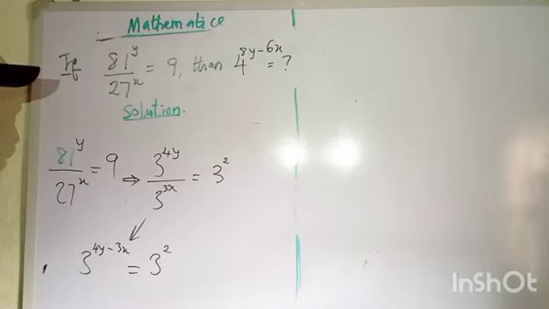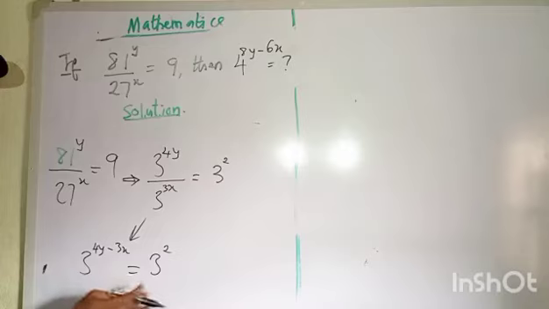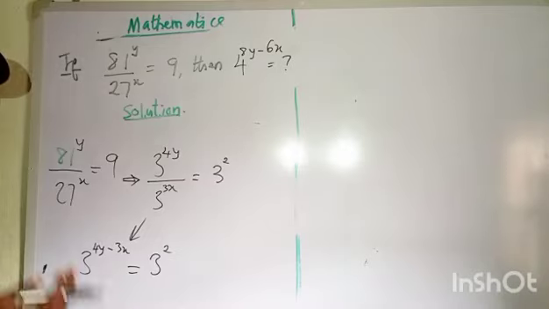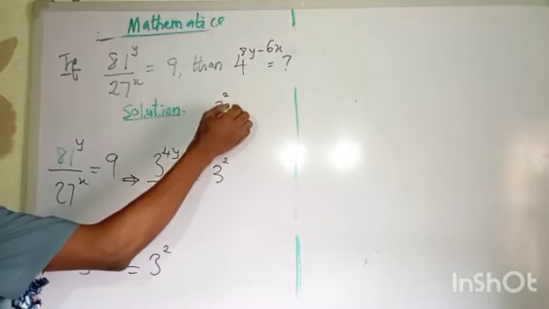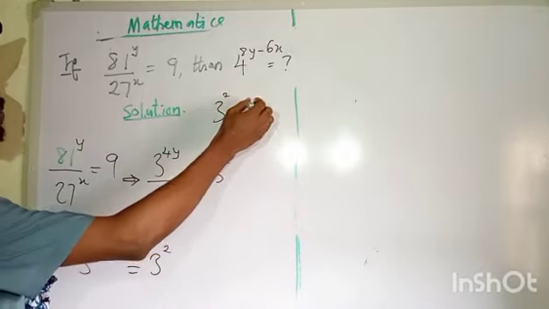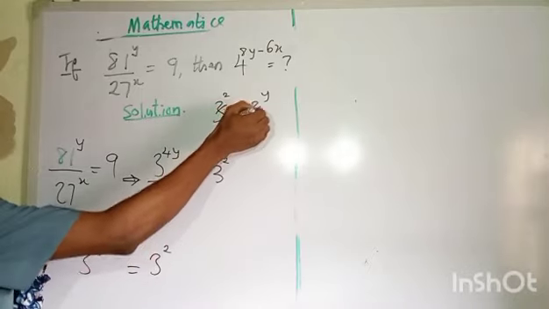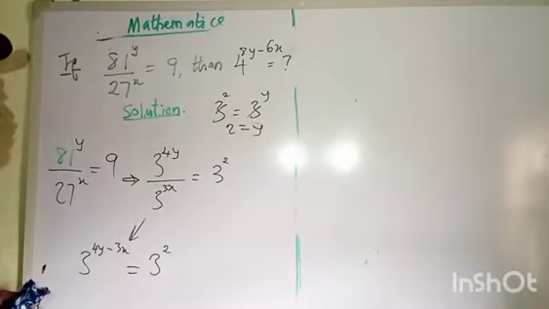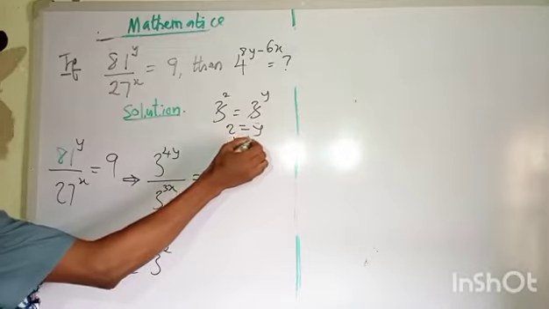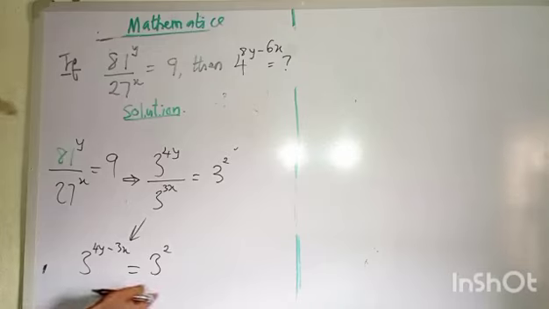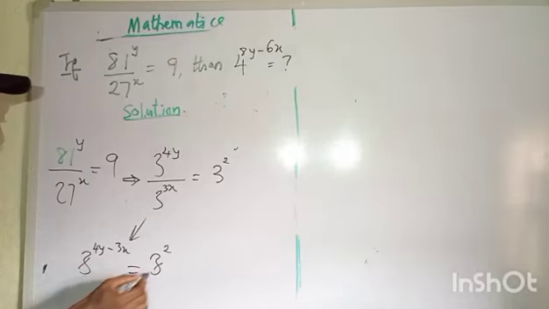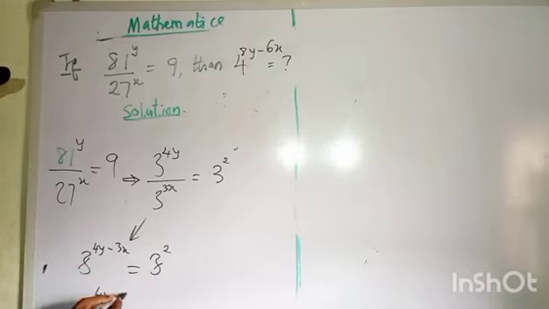Another law in indices is that if the bases are the same, then we can cancel the bases and equate the powers. What do I mean? If you have 3 raised to the power 2 equals 3 raised to the power y, you can cancel this 3 and then 2 becomes y. 2 equals y, or y equals 2. That's the same thing we're going to be doing here. The bases are the same, so we're going to cancel the bases, and then we have 4y minus 3x equals 2. 4y minus 3x equals 2.